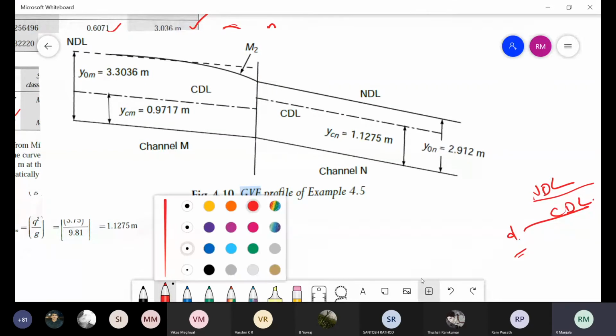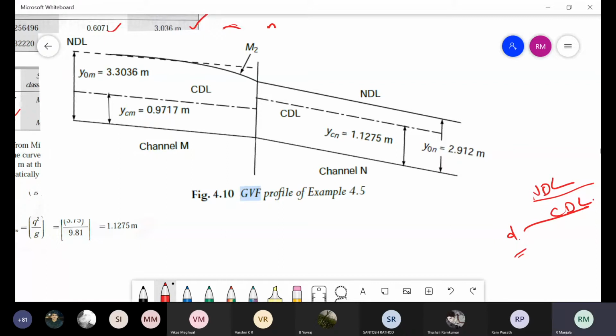Now you can see the normal depth line and critical depth line. Here the normal depth line is 3.3 meter and the critical depth line is 0.97 meter in channel reach M. This is channel M, and this is channel N. Here the bed slope is 0.004, and here it is 0.003. So this is milder to milder.